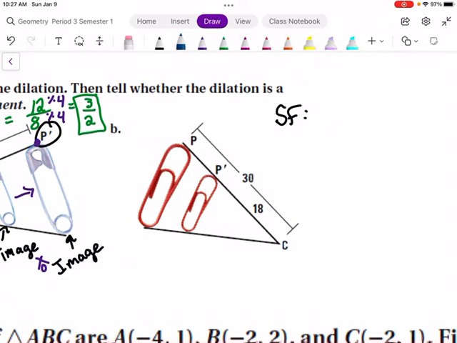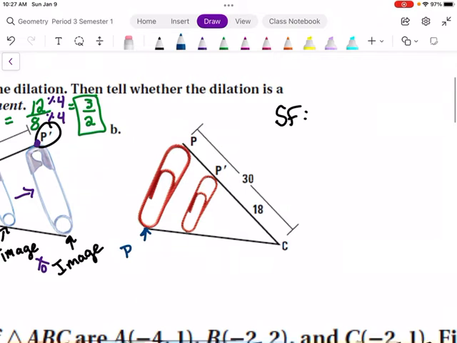So for this one, our pre-image is the bigger one, and then our image is the smaller one. So we went from the bigger to the smaller. So this one is a reduction and got smaller.